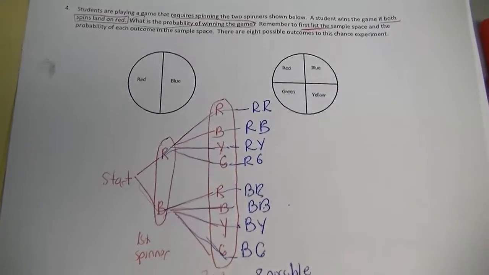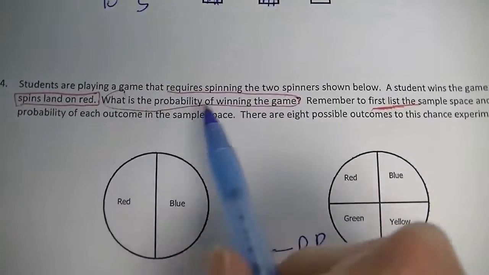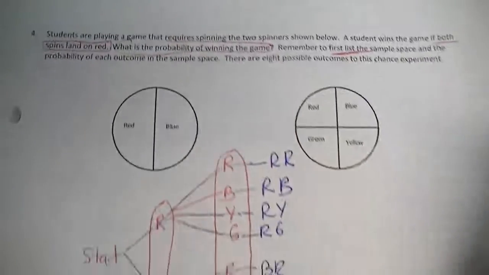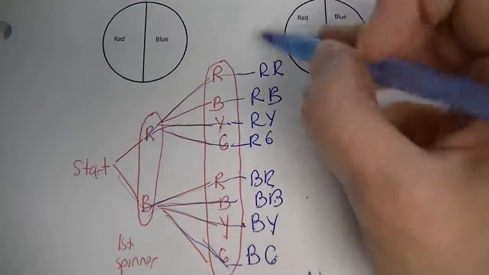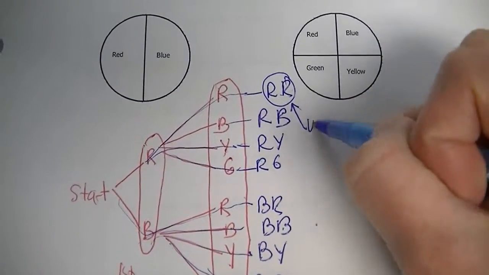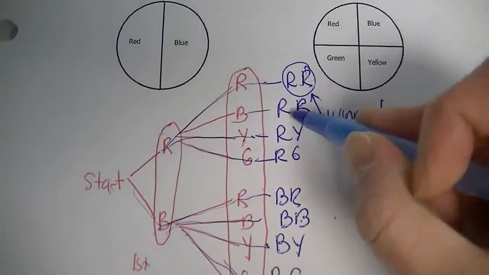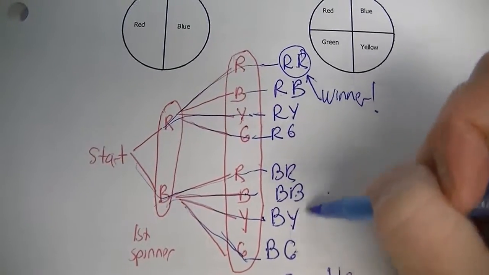Okay, so what was the question again? What's the probability of winning the game? To win the game, you want red and a red. So is that a red? Oh, there it is. Winner. Any other reds and reds? Nope.